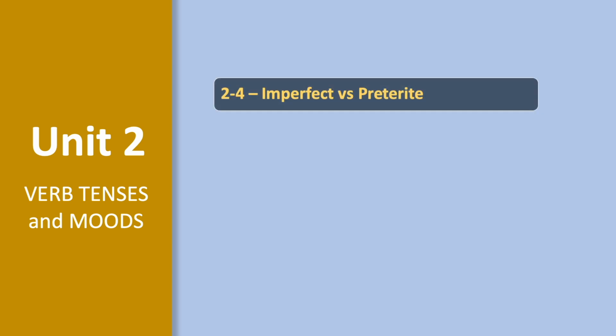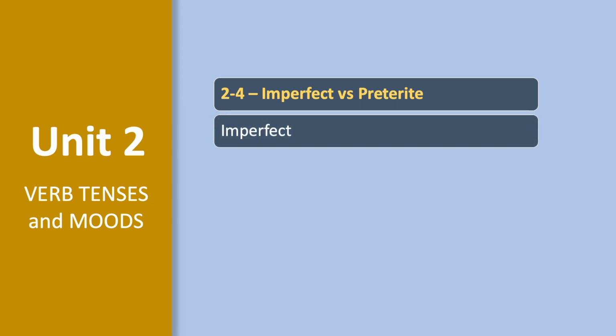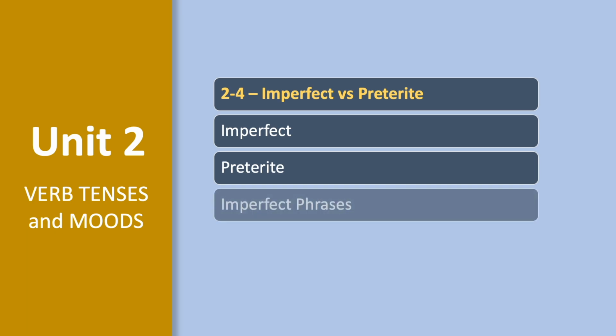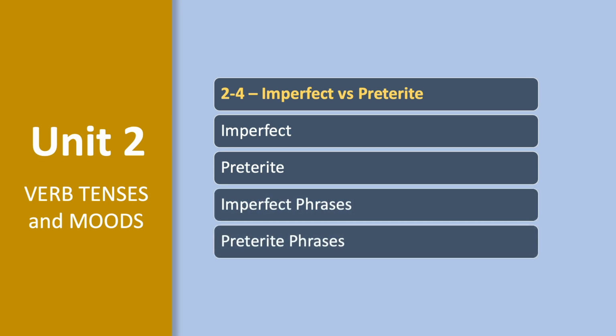The imperfect and preterite are both used to discuss the past, but in different ways, so this lesson will discuss the differences between the imperfect and preterite. There are also certain phrases that tend to use the imperfect more often, and others that use the preterite more often.